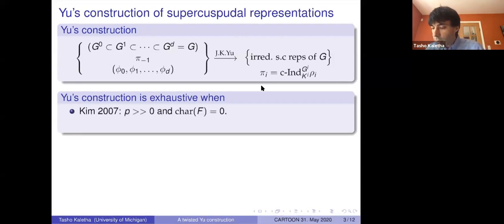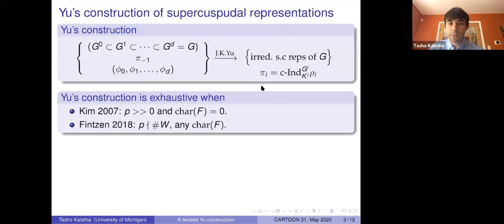And the first result in this direction was given by Jyotsna Kim in 2007, who said that we get all supercuspidal representations when the base field has characteristic 0 and the residual characteristic p is large enough with respect to G, where large enough can mean very large. And this result was refined by Fintzen in 2018 to give a precise bound on p. It is enough for p not to divide the order of the Weyl group. And moreover, one does not have to assume that the characteristic of F is 0. It could also be positive characteristic.